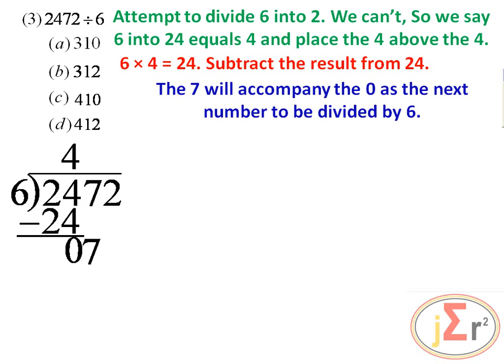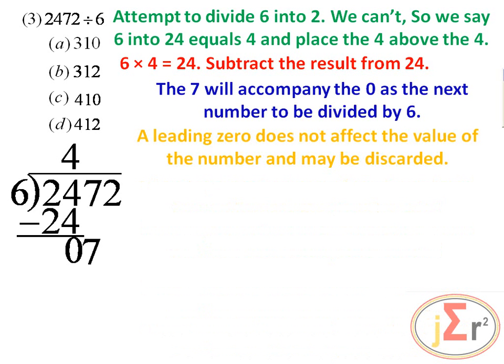So Jerry, is that correct to have the 0 right there? Or you could put a dot. Or what can we do? Put an X, or we can erase or remove the 0. So a leading 0 does not affect the value of the number and may be discarded. So we may throw that 0 away because it does not affect the value of the number that we have there.